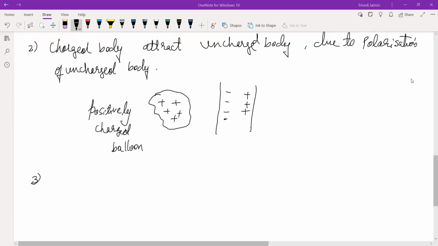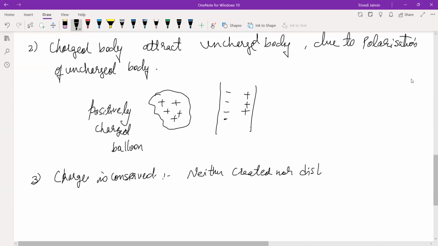Next, charge is conserved. Conserved means it is neither created nor destroyed.